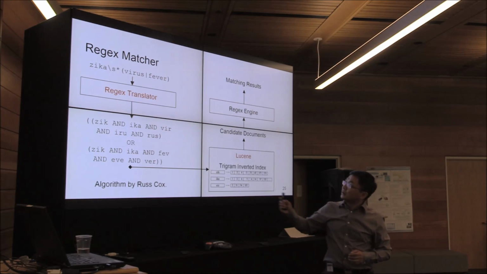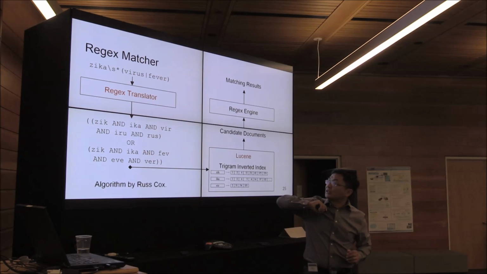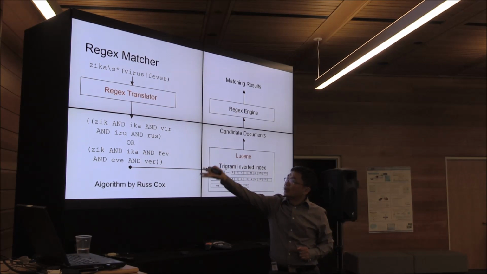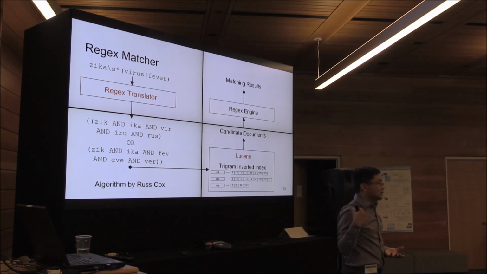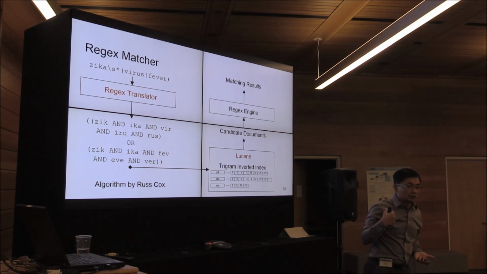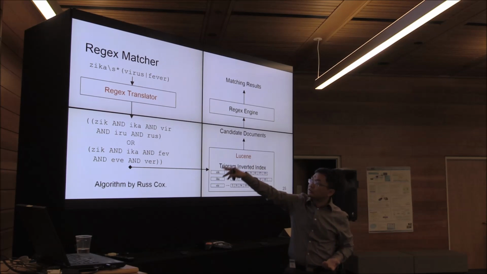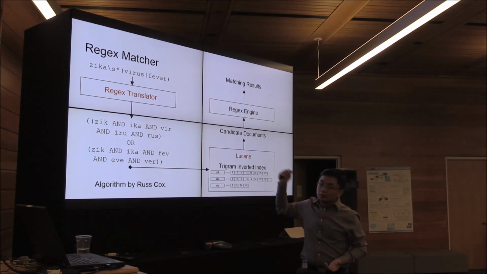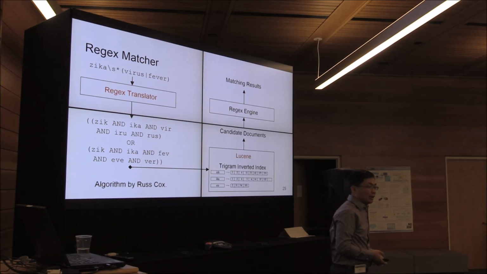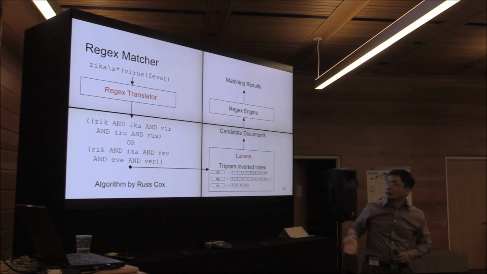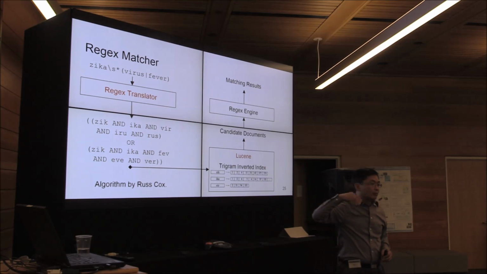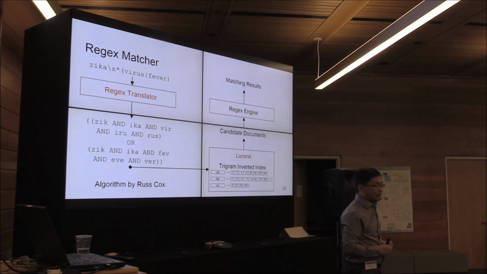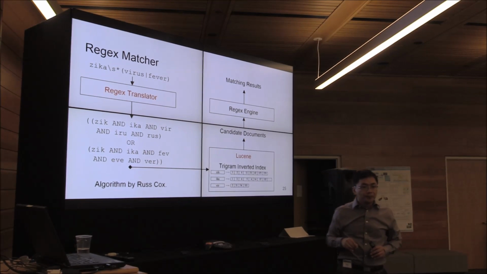So the example is that for that regex expression, by going through the translator, we generate this Boolean expression, which is a disjunction of conjunctions. This Boolean query is pushed to this Lucene engine, which internally has an inverted index, and that query is evaluated to give you candidate documents. For every document you run it through your automaton and do the final verification.